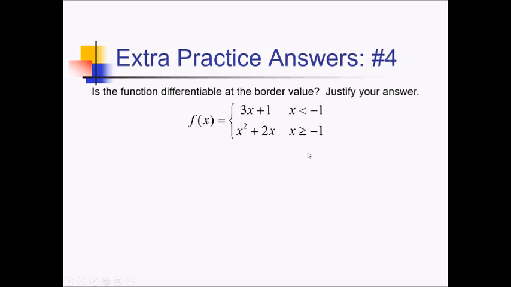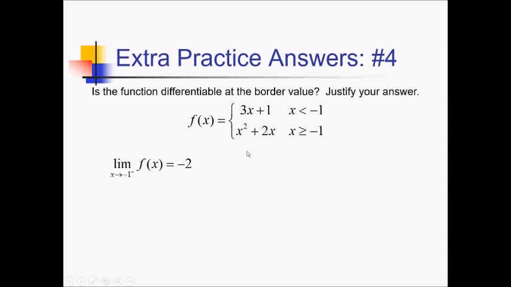To figure out if the function is differentiable at this border value for the piecewise function, with negative 1 being our border value, let's first figure out if we're continuous at negative 1. So I need the left side limit at negative 1. That's going to be negative 1 plugged into this first rule. So 3 times negative 1 plus 3, which is negative 2.